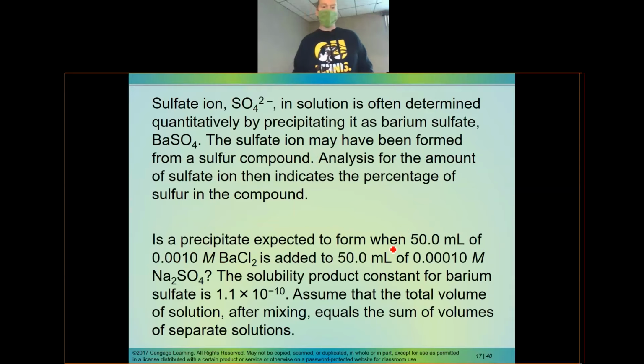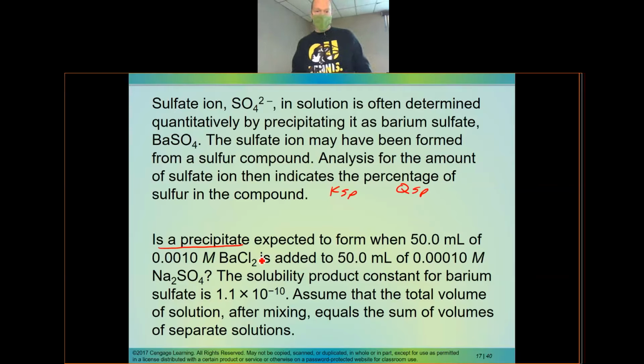All right, so here is a question where you're going to be asked if a precipitation is expected. So anytime the question is whether a precipitation is expected, you know that you're going to have your KSP and you're going to compare it to a QSP. And if it's going to the left, then yes, precipitation. If it's going to the right, then no precipitation.